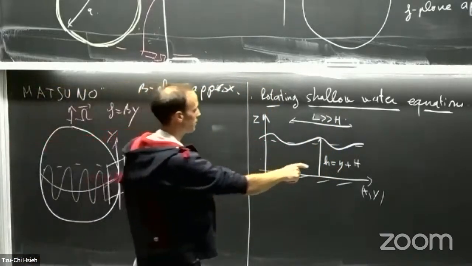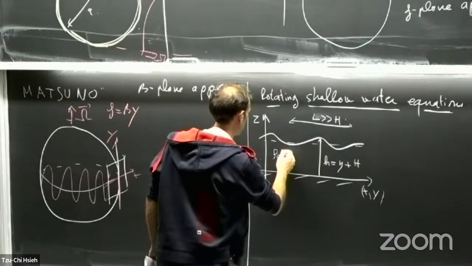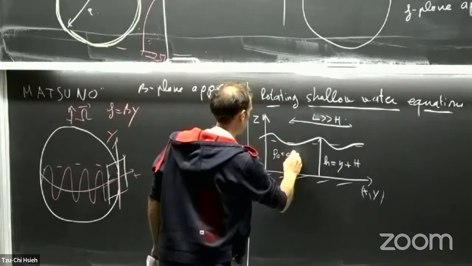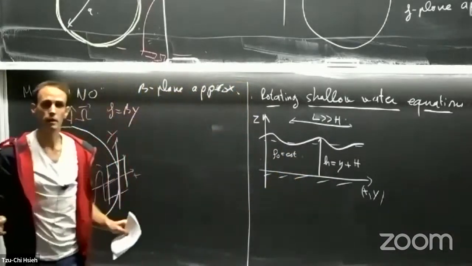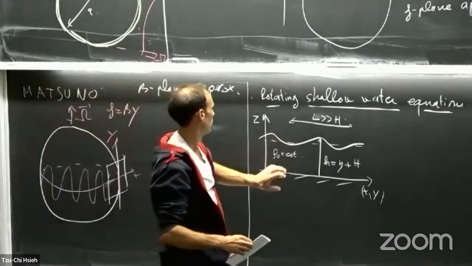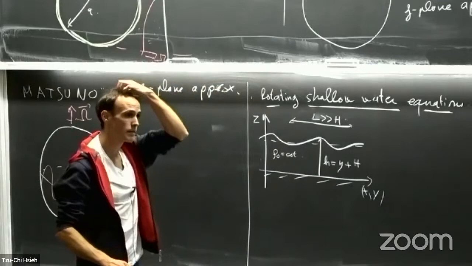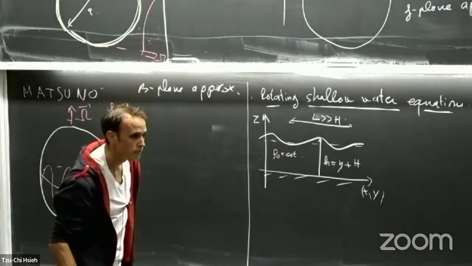And in this limit, we have a perfect fluid with rho, the density, constant. We start with an equal fluid, constant density, inviscid, no viscosity.